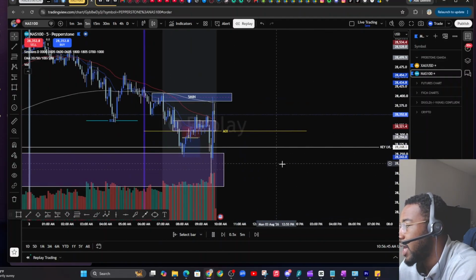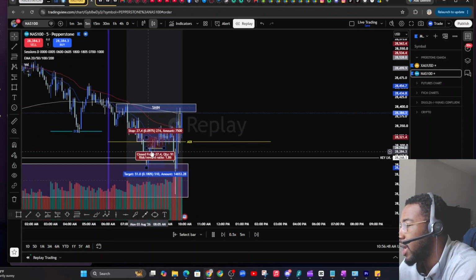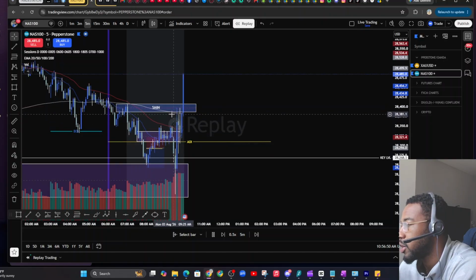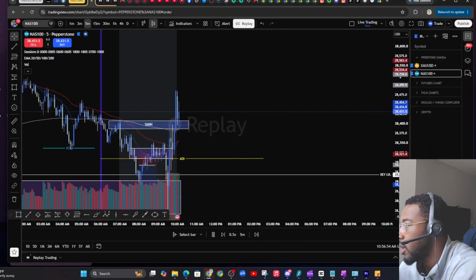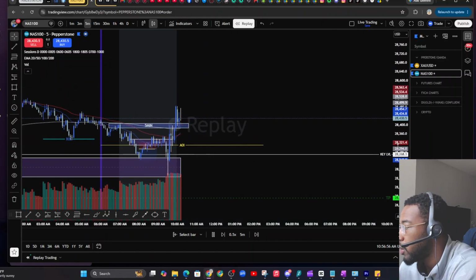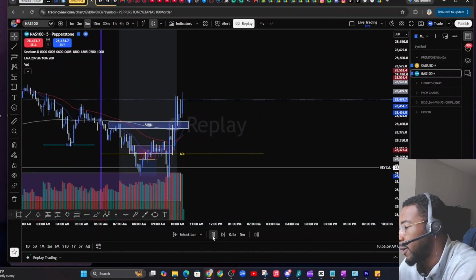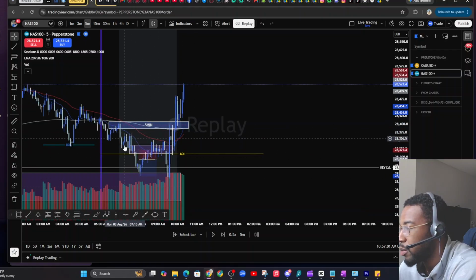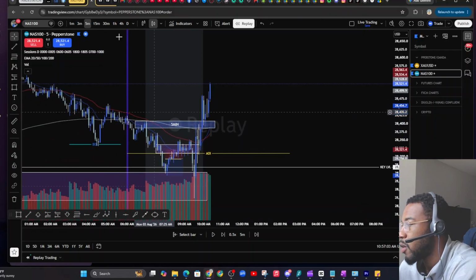Price found that new support, created this reaction, and then immediately started pushing back up, breaking above these EMAs and showing that we are now at the beginning of hopefully a bullish uptrend, right? So that was pretty much the first setup that we got in for Monday.